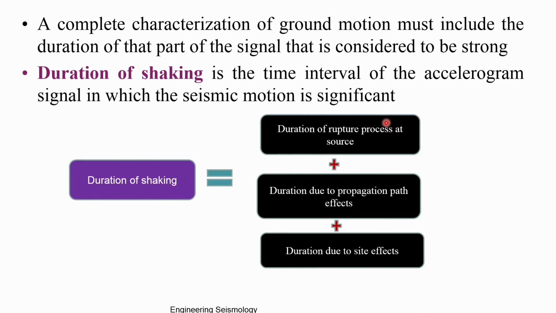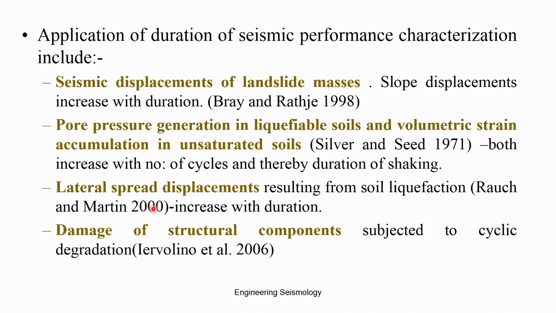So, the duration of any particular earthquake is basically the duration of the rupture process at the source, plus the duration due to the propagation of the effect, plus the duration due to the site. All these things are reflected in your acceleration time history. The application of duration in seismic performance characterization includes seismic displacement of the landslide mass. The slope displacement increases with the duration. It has been observed that a longer duration earthquake can cause more landslides than a shorter duration earthquake.